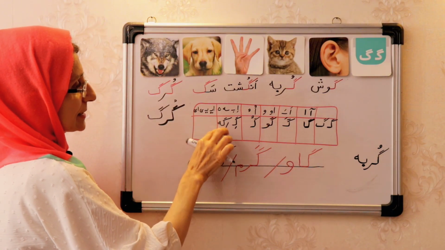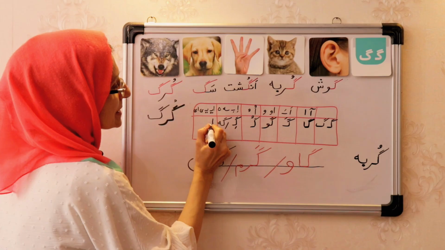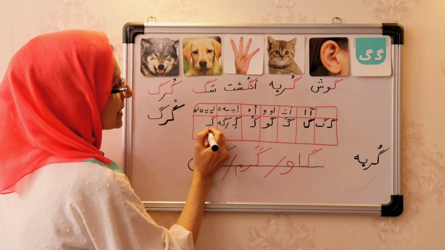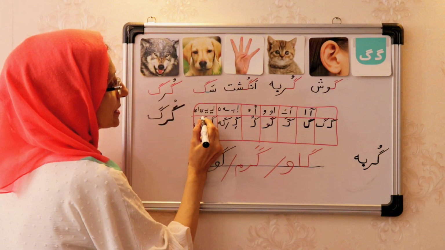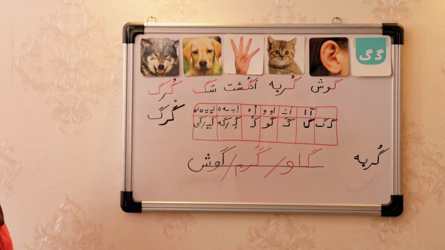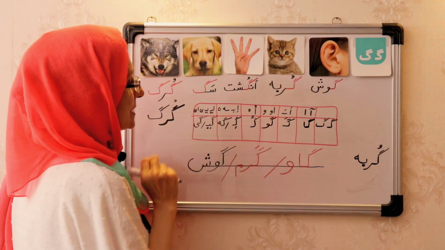G and A and G, G and E, two G's, G and G.